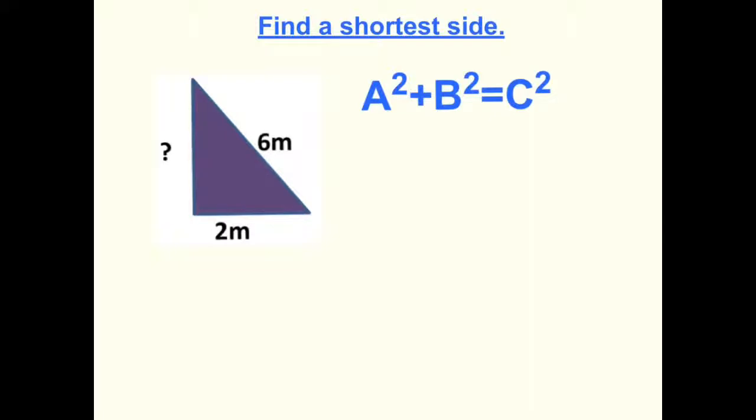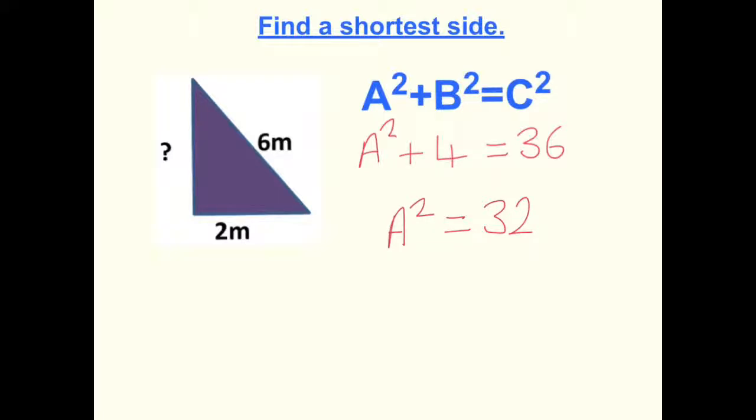So c squared, which is 6 squared, so that's going to equal 36. B, as I said, is going to be 2 squared. 2 squared is 4. So a squared plus 4 equals 36. Okay, I'm now going to solve this like an equation. So I'm going to take away this value from both sides. That leaves me with a squared equaling 32.